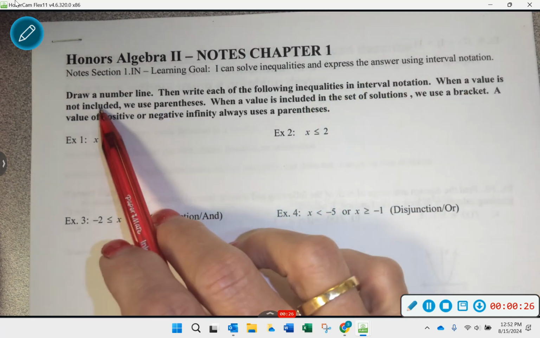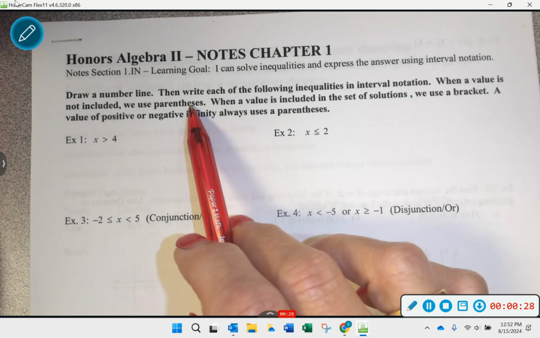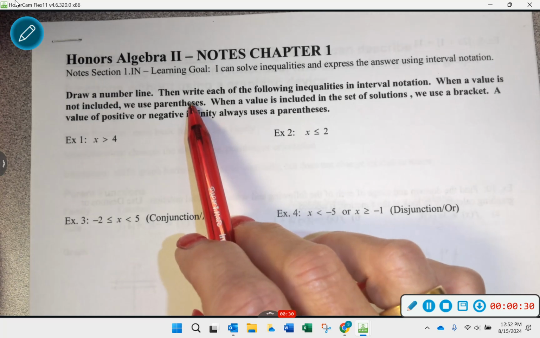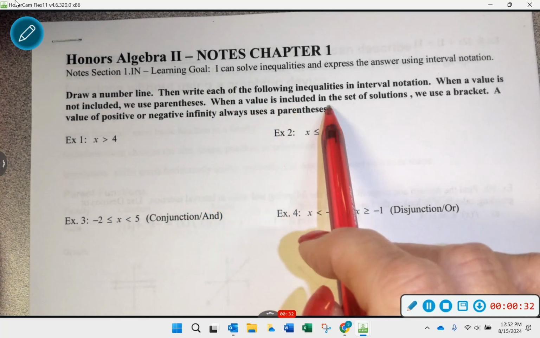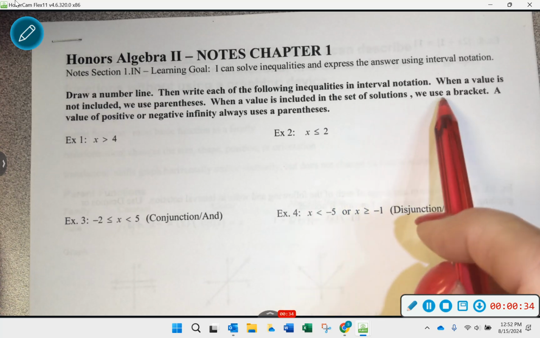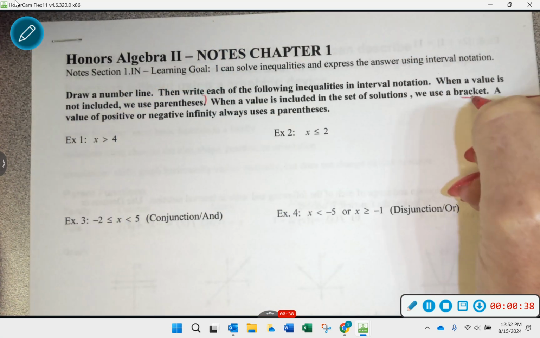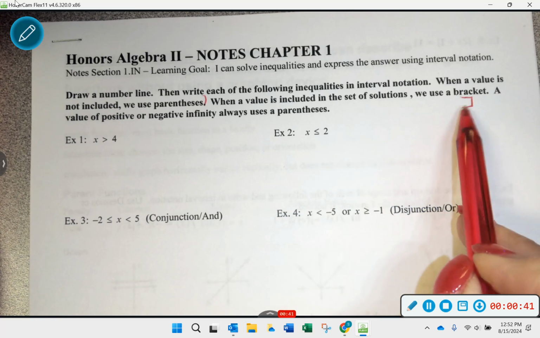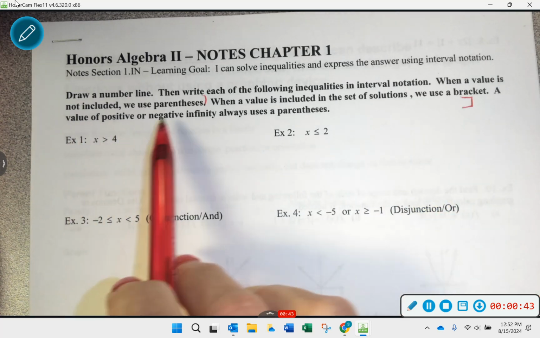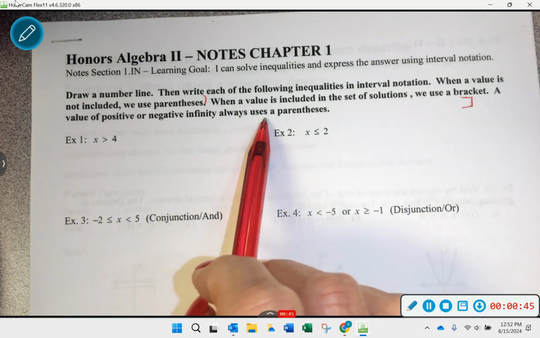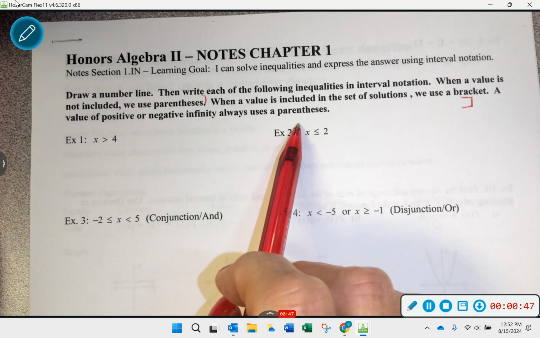When a value is not included, we're going to be using parentheses on that number. If a value is included in the set of solutions, then we're going to be using a bracket. So there's a parenthesis, a bracket is square, like that. A value of positive or negative infinity is always going to use parentheses.